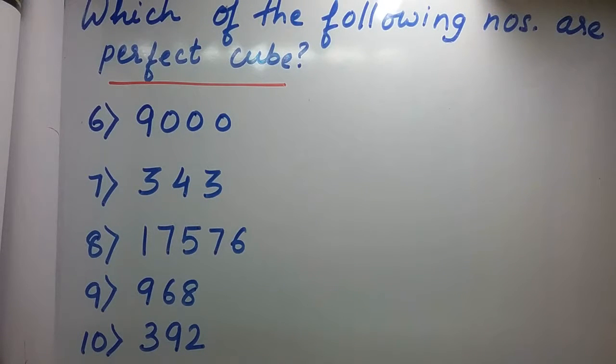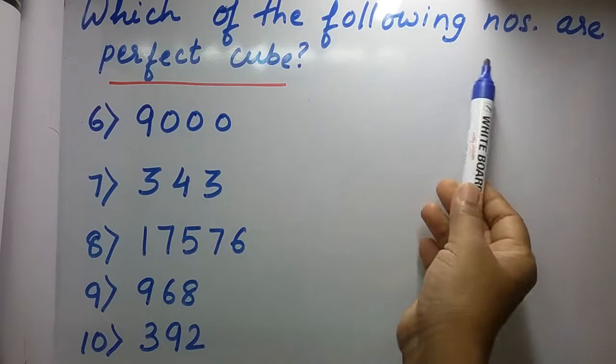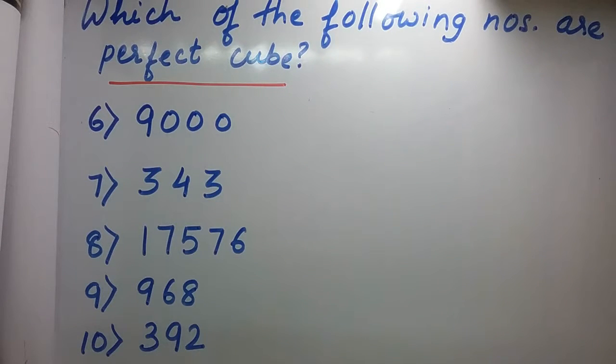You have the next set of questions, 6 to 10. The question is the same. Find out which of them are perfect cubes. 10 minutes and at the most 15 minutes, and then check the answers.